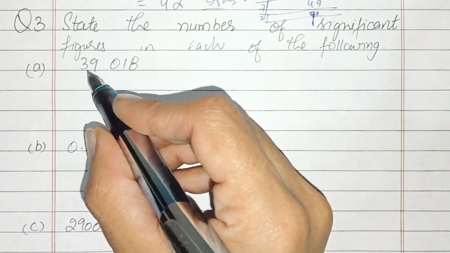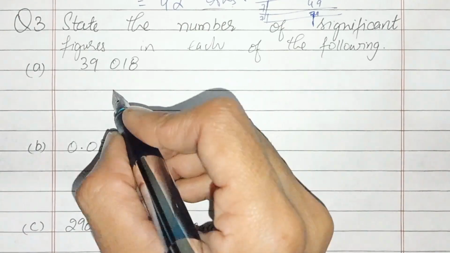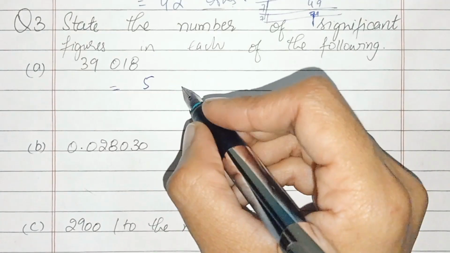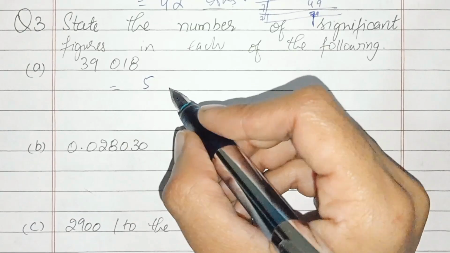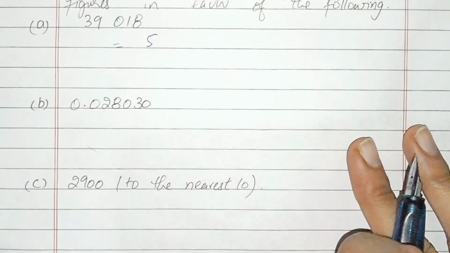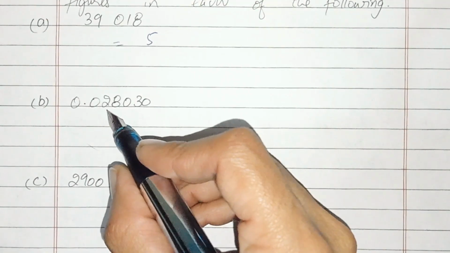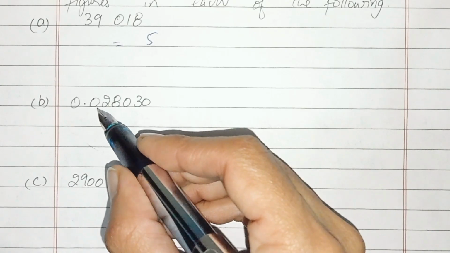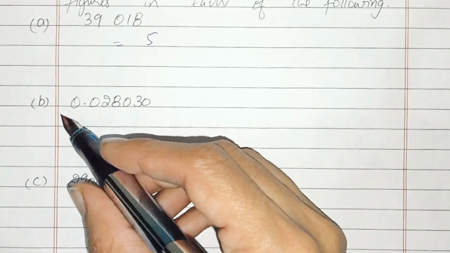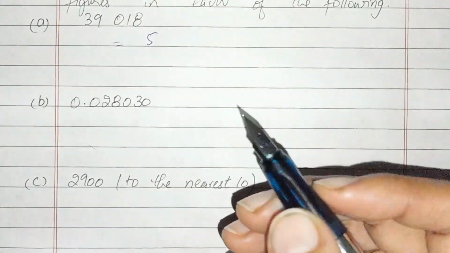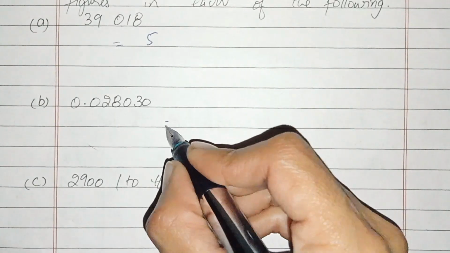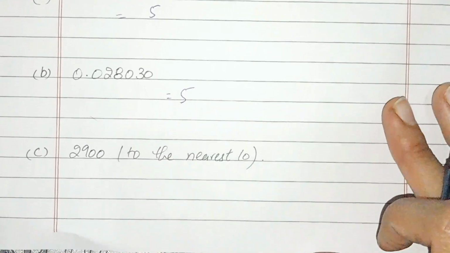Now in part number A there are 1 2 3 4 5 values that are significant, and its answer is 5. Now in part number B the zeros on the left side of the value are not significant, and there are only 1 2 3 4 5. 5 values are significant in part number B.